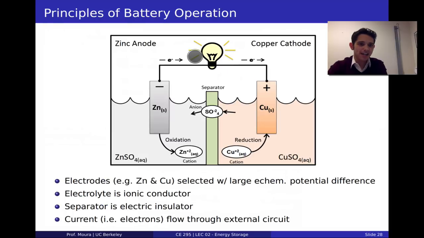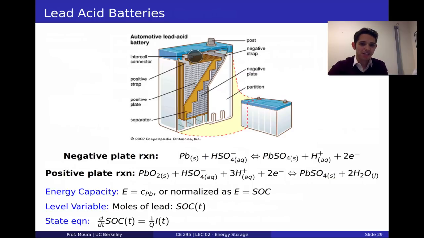So that's a zinc copper battery, which is not the type of battery that you have in any of your devices. More commonly, we could have a lead acid battery or lithium ion battery. Let me take a minute to talk about lead acid batteries because this is what's in every car.